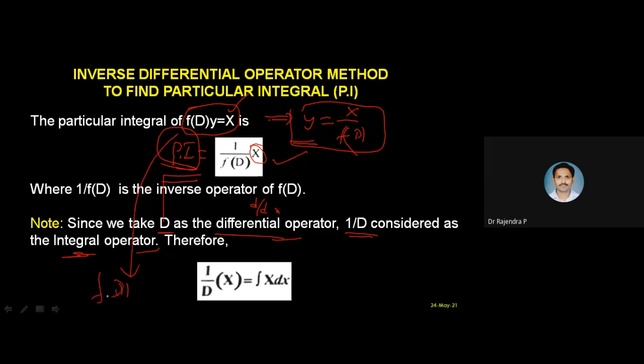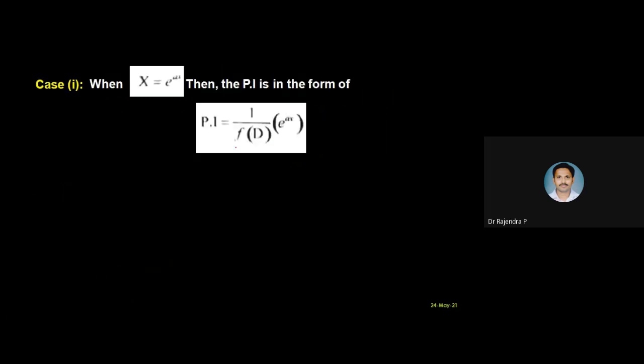f of D into y should be equal to 0, then in that case I will get the complementary function. That is very common. And to get your particular integral, I have to write in this form. Let me explain in some more detail. I have f of D into y equal to x. To solve this, I write y is equal to x by f of D. That form we call the particular integral, 1 by f of D of x.